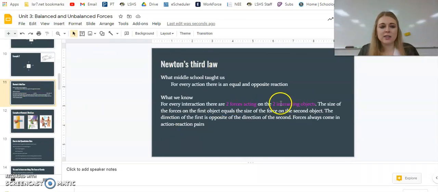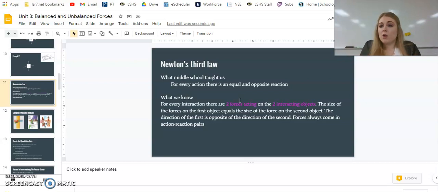Then last but not least, we're going to take a look at Newton's third law. In middle school, you were taught that for every action, there is an equal and opposite reaction, which is not a bad way of saying it, but the problem with that is that it doesn't give us a complete definition, and since we are going through physics, we need to have a complete definition.